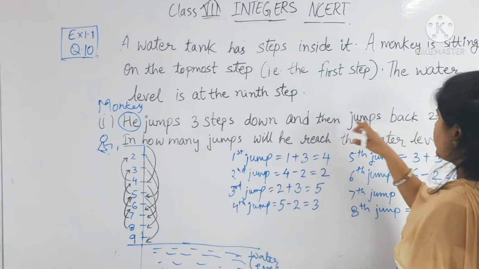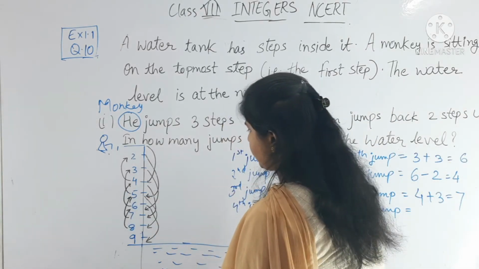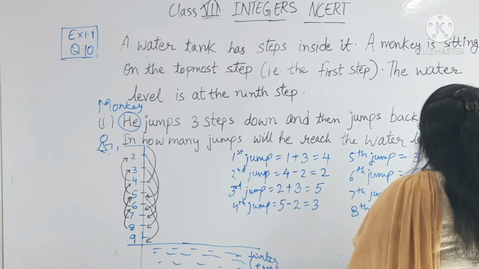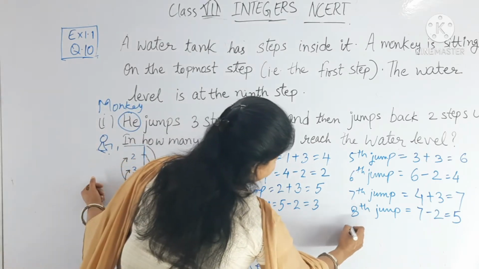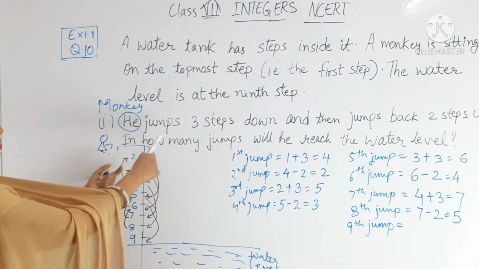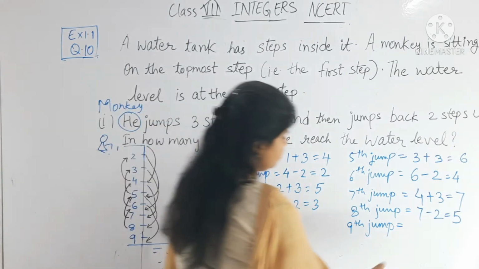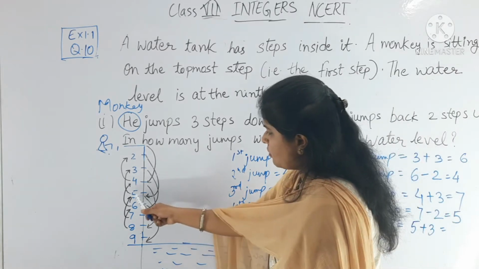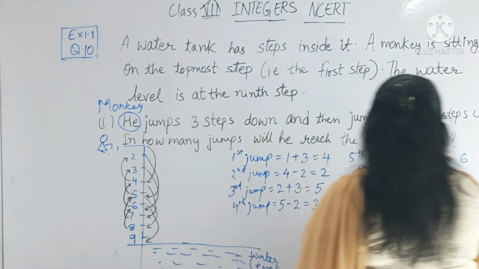Then after that he again jumps back two steps up. So from the 7 he goes 2 steps up, that is 7 minus 2, which is 5. He is again back on the 5th step. Now in the 9th jump, where will he go? He again jumps 3 steps down. He has to reach the water level. In the 9th jump, 5 plus 3: after 5 we move 3 steps, that is 6, then 7, then 8. 5 plus 3 is 8.